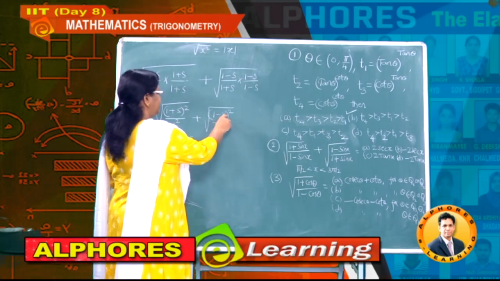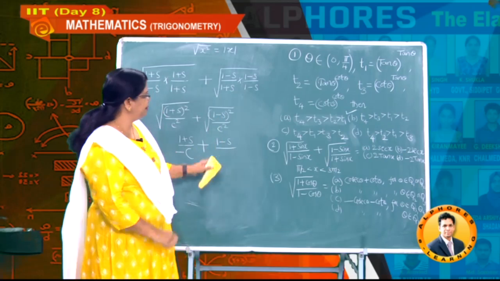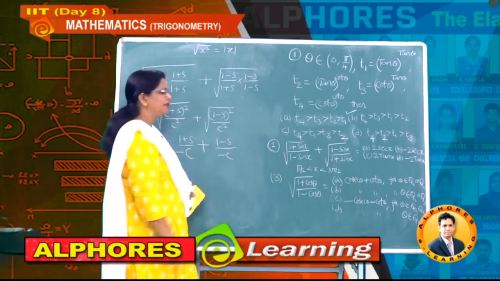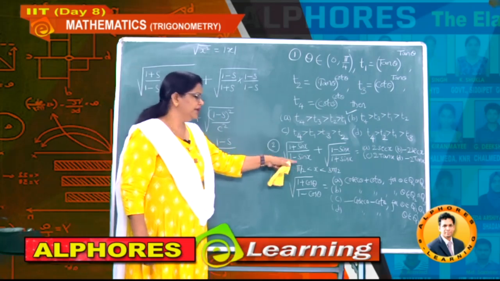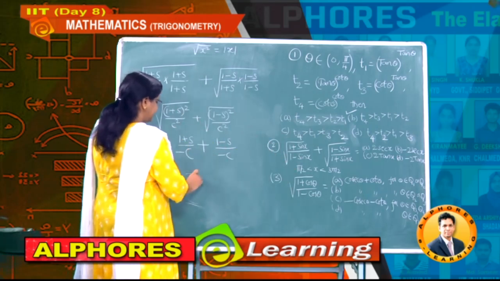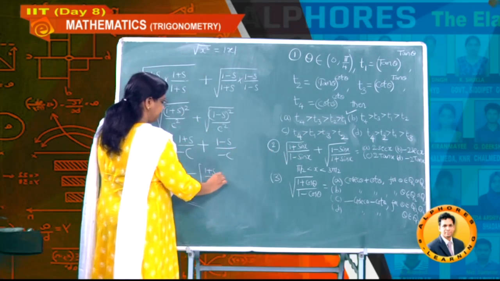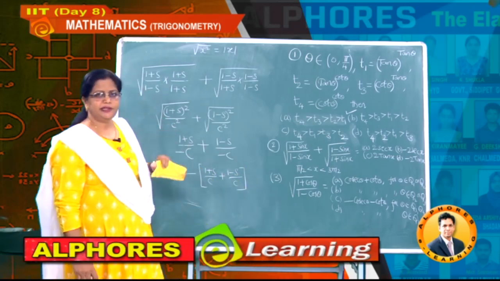Now plus, what is this value here? 1 minus sine divided by cos square, same reason, that is how much now? Minus cos, because pi by 2 less than x less than 3 pi by 2. And now, taking minus common, it is 1 plus sine by cos plus 1 minus sine divided by cos. Understand, students?